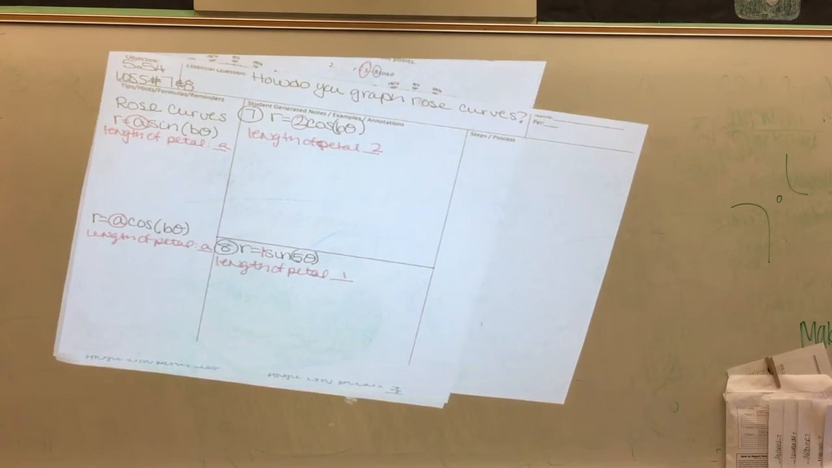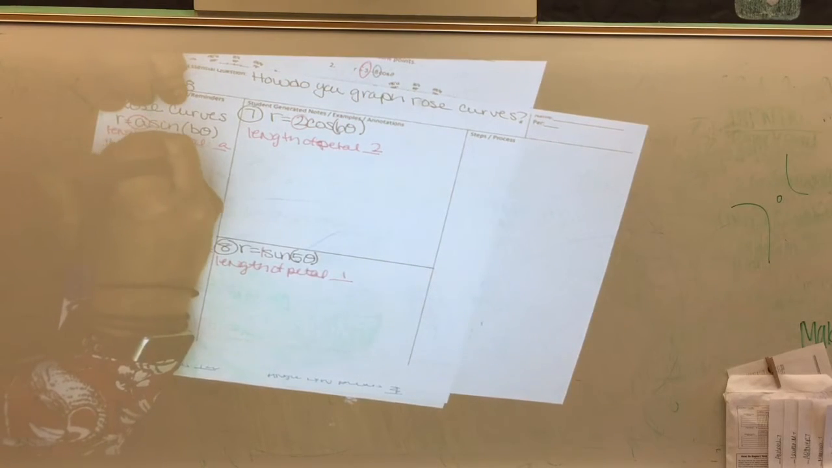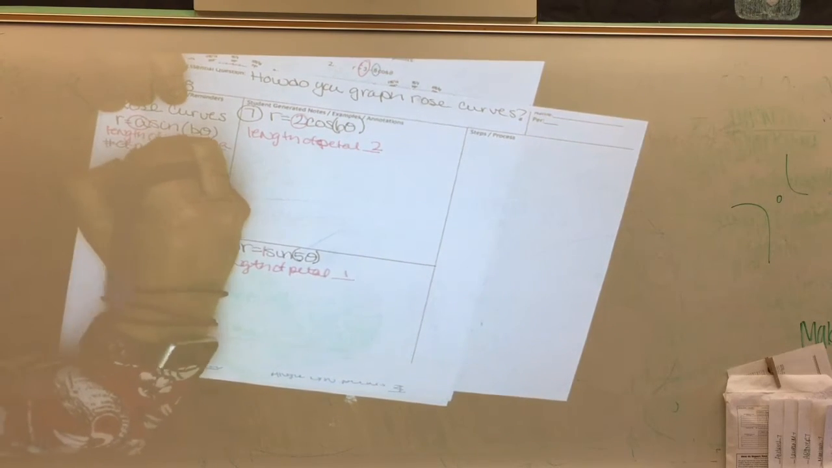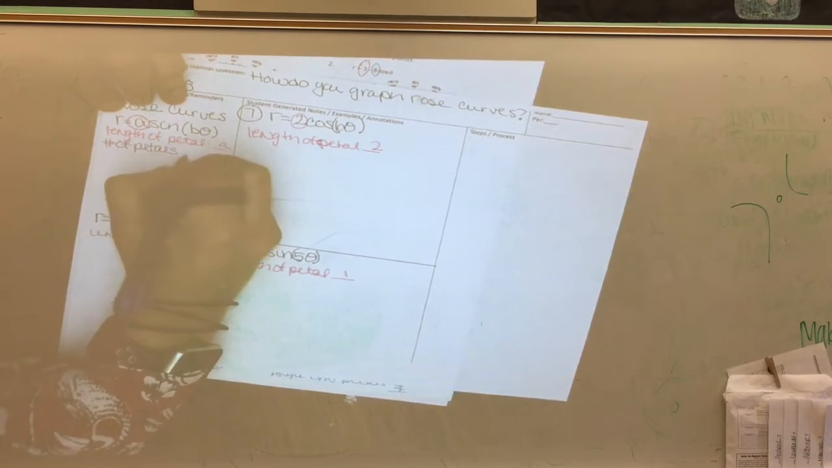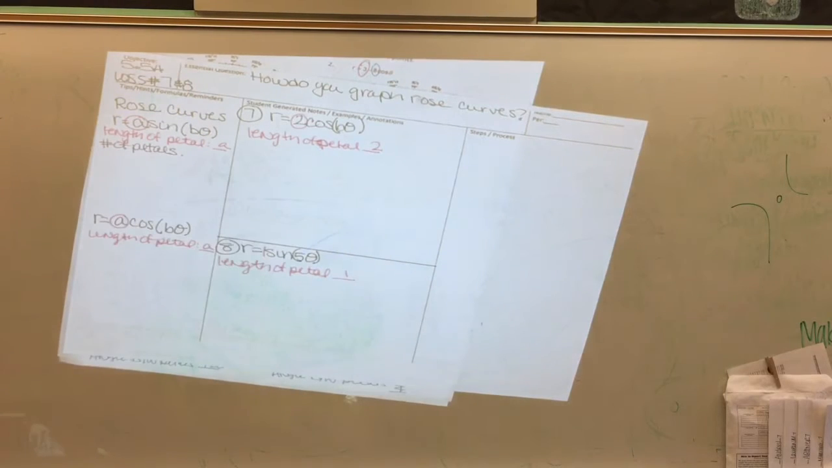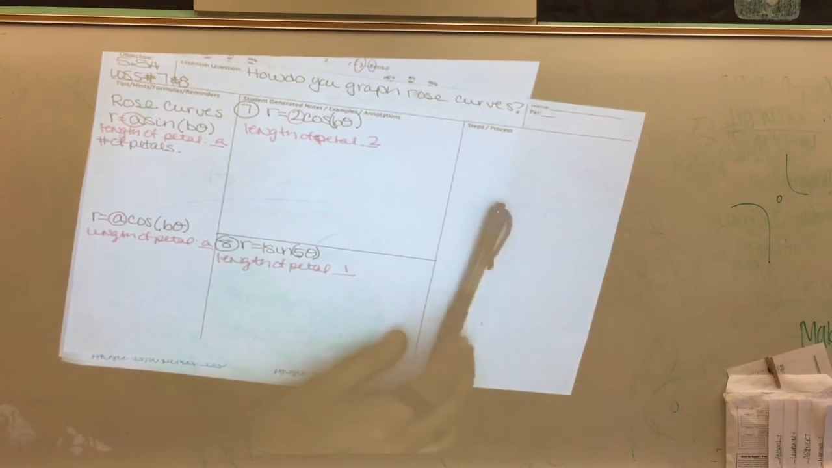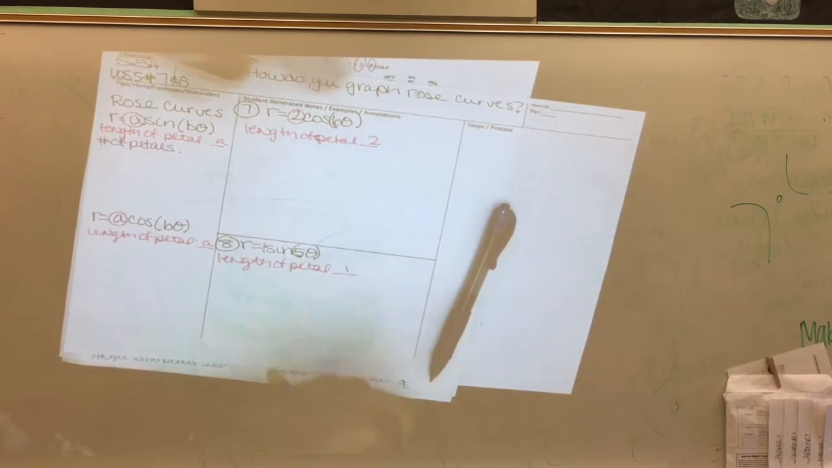All right, then we need to determine the number of petals. Anybody remember that part? Number of petals? The B value? Uh-huh, it has to do with the B value. If it's even, double. Very good. So if B is even, then we double it, and if it's odd, what do we do? It is that number, okay?